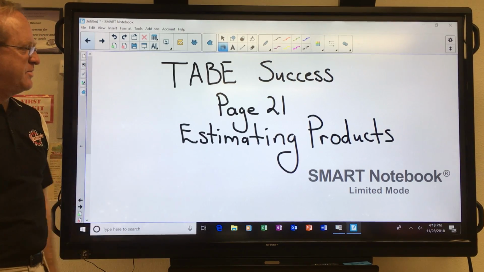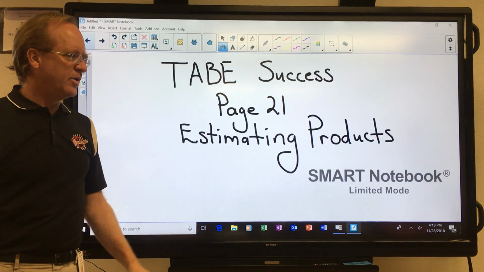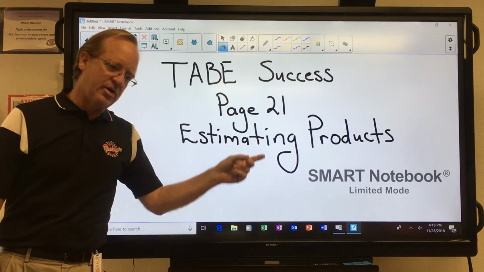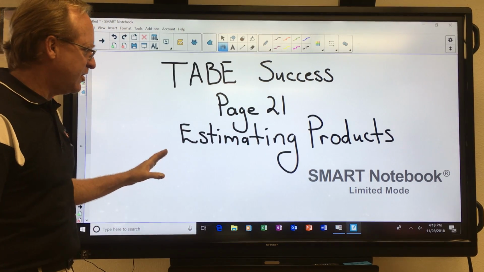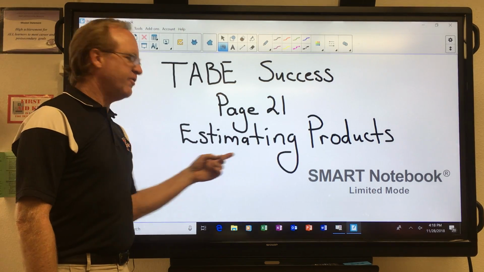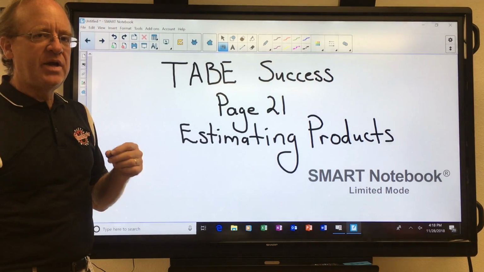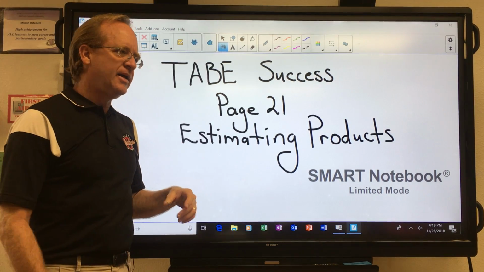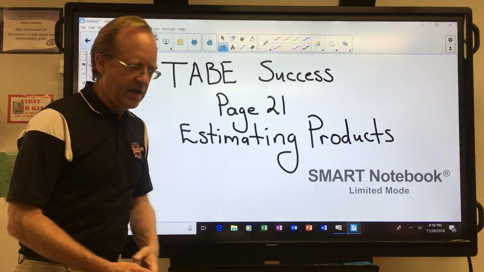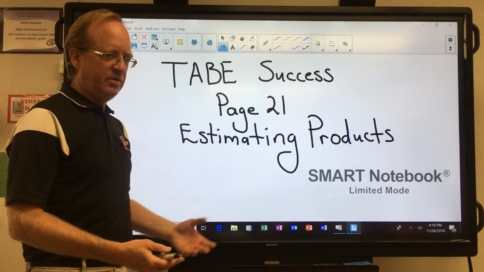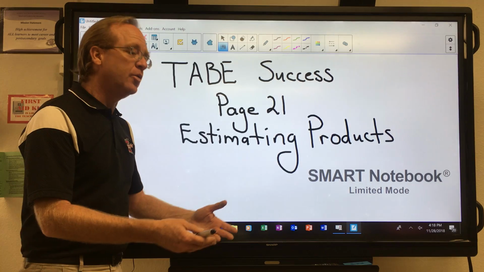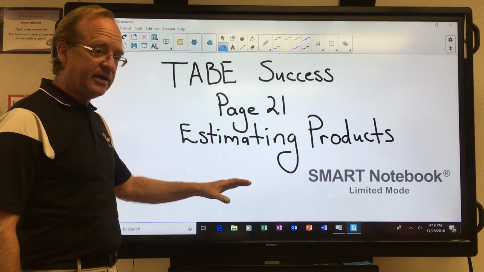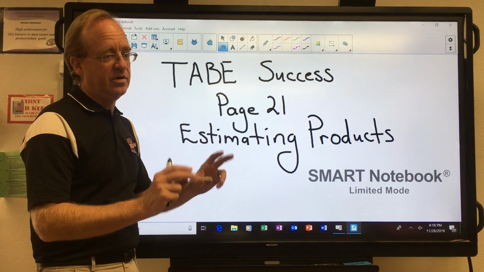All right, so we're in TABE Success and we're on page 21 and we're estimating products. Now, I want to take a second and talk about these two words. First off, estimating. Estimating is when you make a good guess, a reasonable guess, something that's close, okay? It's not exact, it's not the answer, okay?